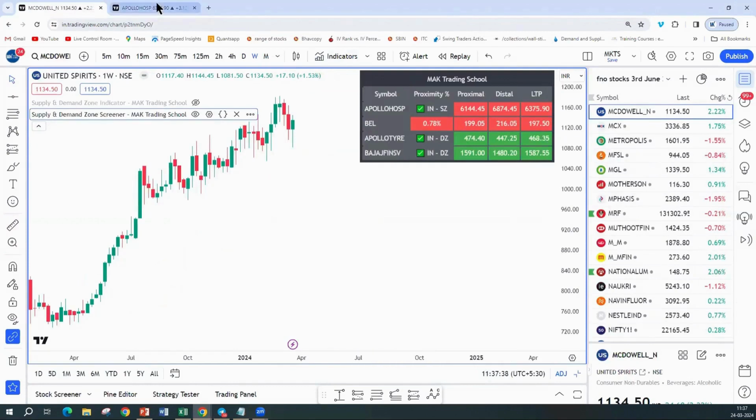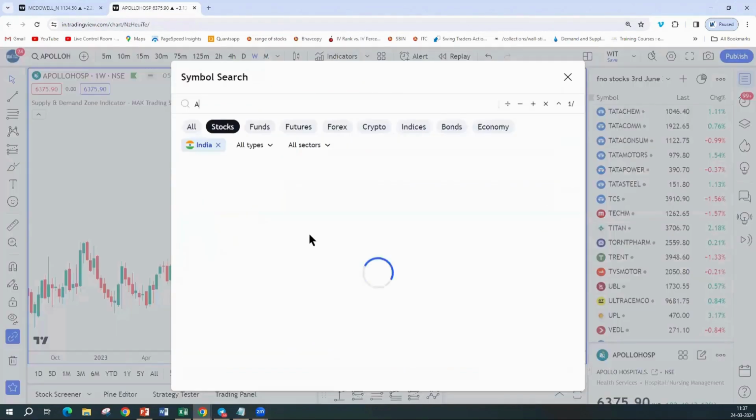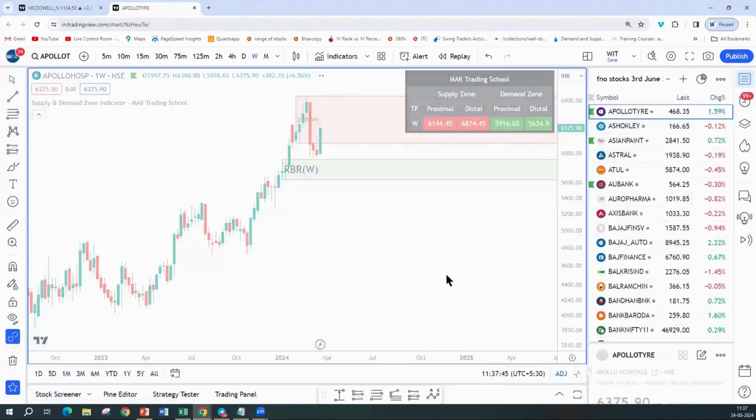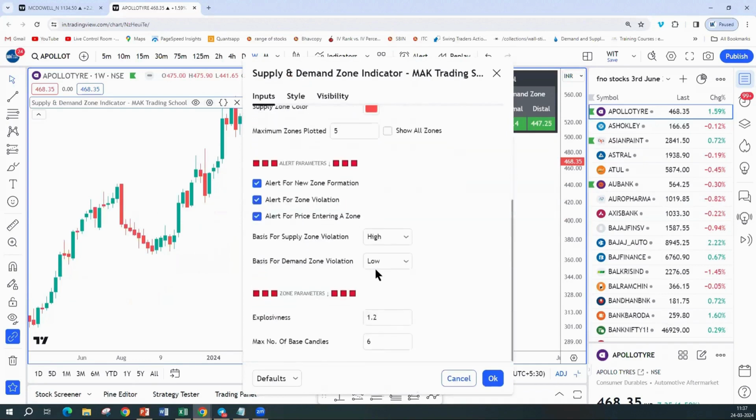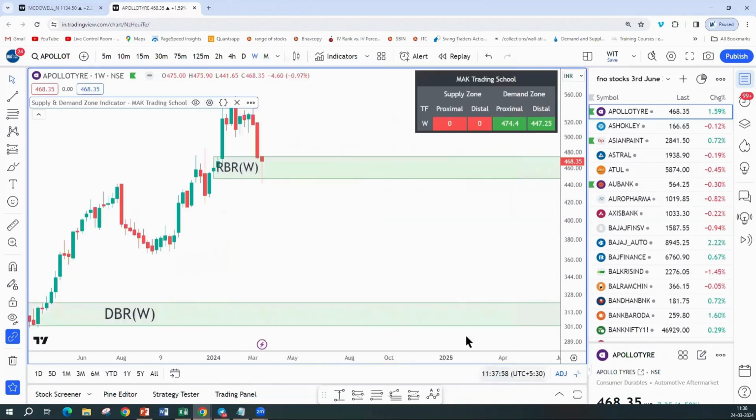The other one is Apollo Tyres, which is in a demand zone. To see this, Apollo Tyres inside a demand zone. The basis for violation is on a low basis. If I keep it as a closing basis, can you see the stock is in a good demand zone? So this can be a good positional trade. Price is reacting from a weekly demand zone. So friends, keep this on your radar. This can be a good positional trade.